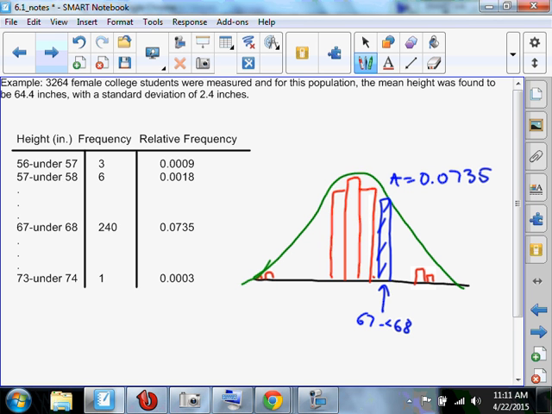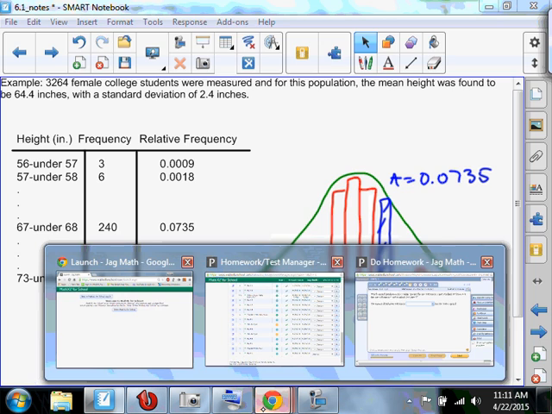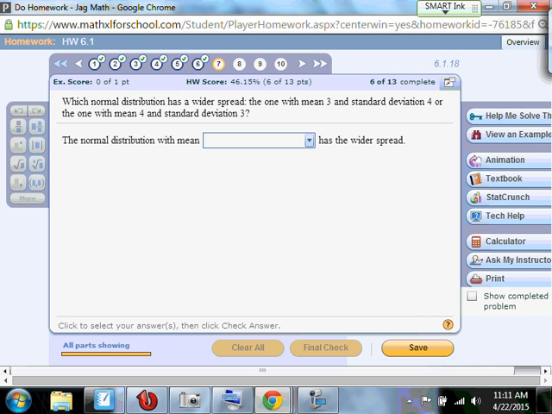General ideas of this make sense overall? Okay. So we're going to go back to the homework. There's one question that we won't be able to answer, and we'll have to look at one more formula for that. So let's see. With the normal distribution, which has a wider spread? Mean 3 and standard deviation of 4, or mean 4 and standard deviation of 3? Here we're looking for the one with the bigger standard deviation, so it's going to be the one with the mean of 3 and the standard deviation of 4.